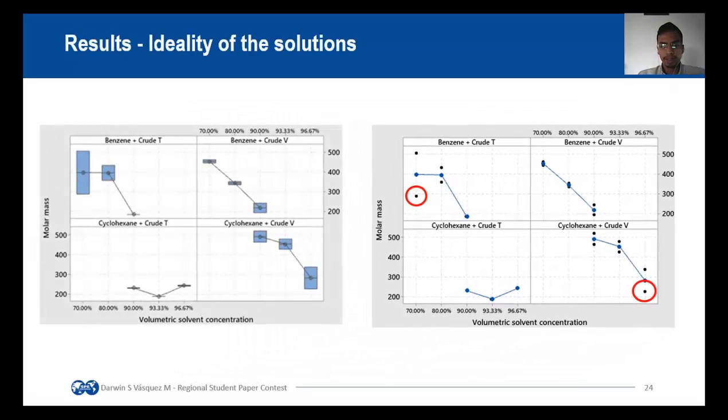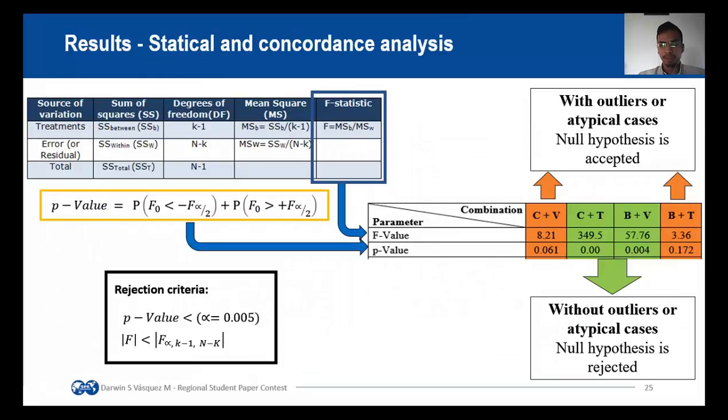With the box plot, the variation between replicas and levels seems more evident. It was observed that the combination of cyclohexane with tea oil showed the least variation, being more similar to the ideal mixture model. Considering the full analysis of variance and the rejection criteria, the null hypothesis is accepted as true in the two ANOVA that were influenced by outliers. These are the solution of cyclohexane with B and benzene with tea oil.